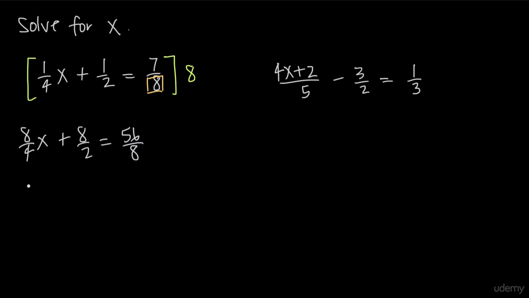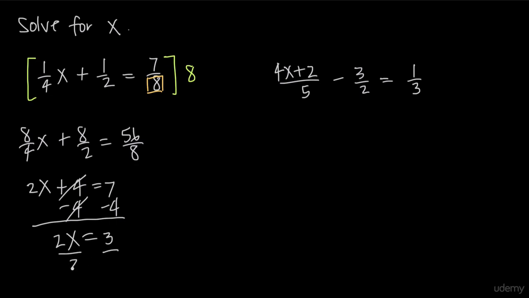8 divided by 4 is 2, so we get 2x. 8 divided by 2 is 4, so we get plus 4. And 56 divided by 8 is 7, so we get 7. Now we'll subtract 4 from both sides, like this. And we'll get the 4's on the left to cancel. Positive 4 and negative 4 will become 0. So we get 2x is equal to 7 minus 4, which is 3.